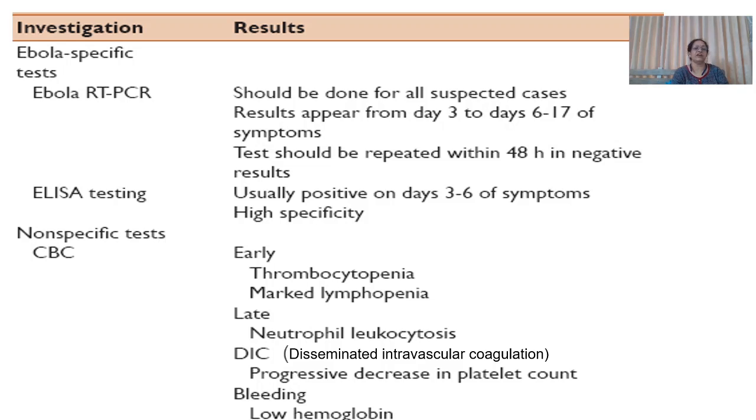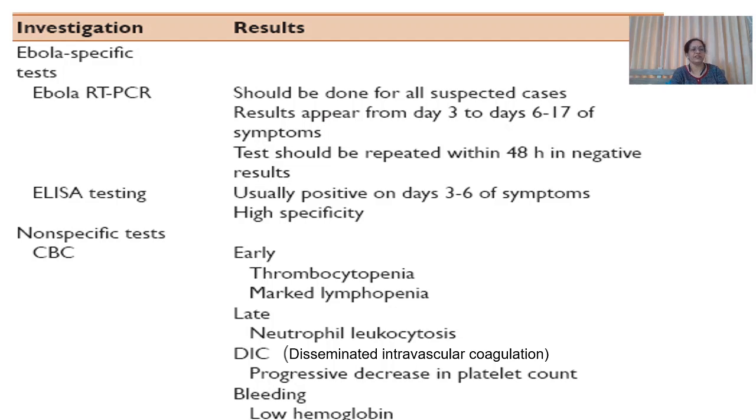Ebola RT-PCR should be done for all suspected cases. And as you know, results appear from day 3 to day 6 to 17 of the symptoms, and repetition of it is required if there is a negative result. That is, after 48 hours, one can repeat this test. While in case of ELISA, it is a highly specific test for Ebola. It is usually positive on day 3 to 6 of symptoms.